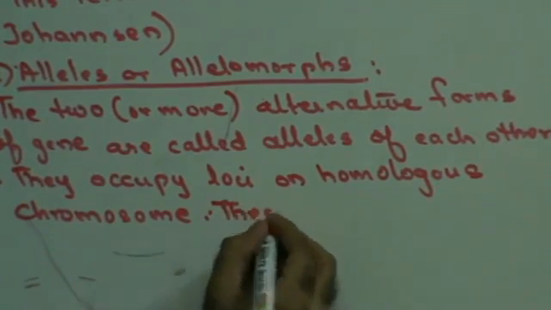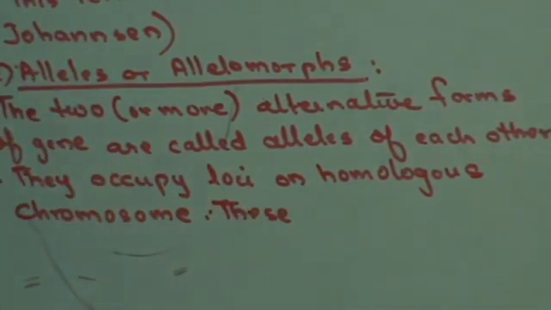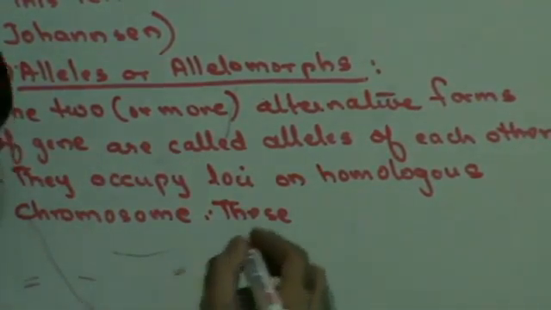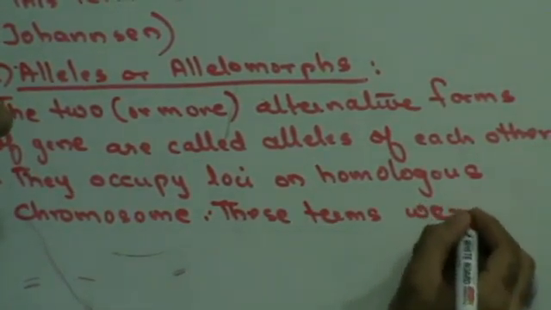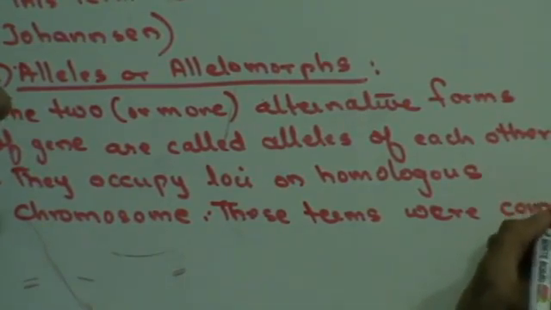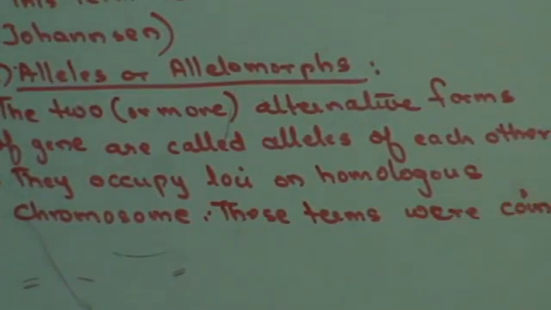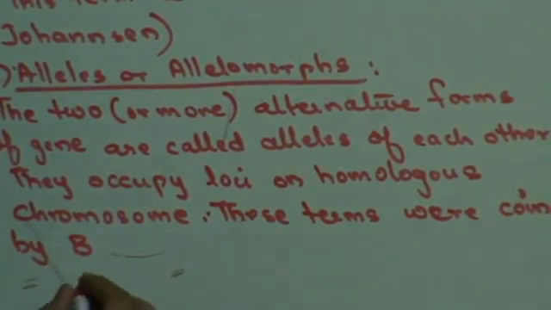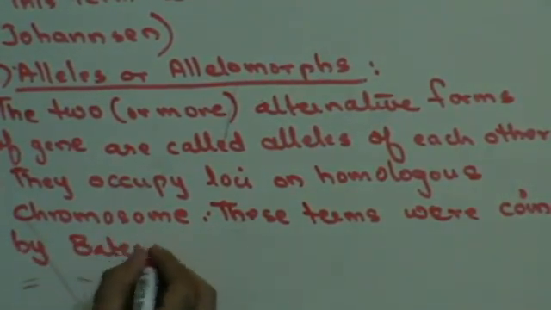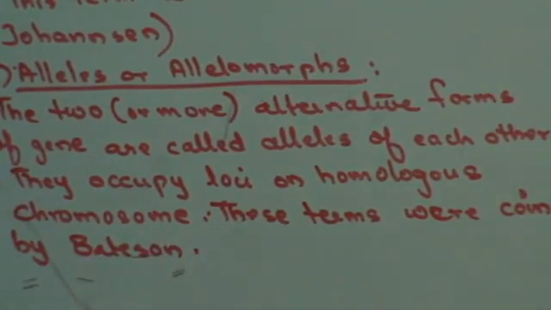Who discovered the word alleles, or who made the word alleles? These terms were coined by the biologist Bateson. He was the one who came up with this word.